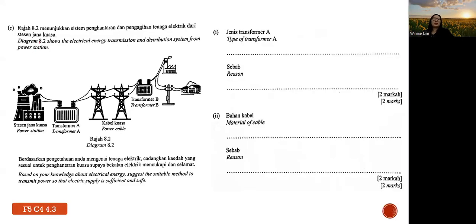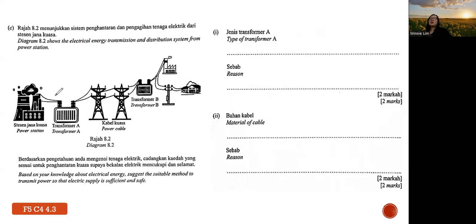Okay, so C, diagram 8.2 shows the electrical energy transmission and distribution system from power stations. Based on knowledge about electrical energy, suggest a suitable method to transmit power so that electrical supply is sufficient and safe. For information, for the transmission line, why do we use a transformer? It is because we need to reduce the power loss along the way when you transmit electric current to the house.